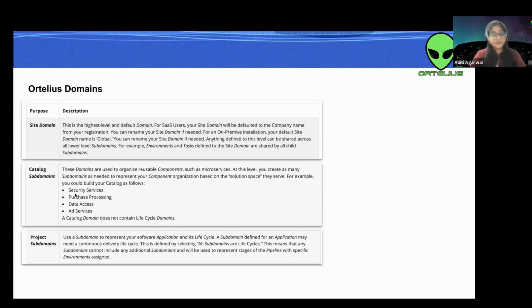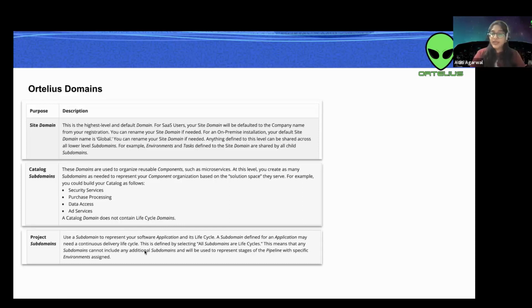For example, security services, purchase processing, data access, ad services, these are all the subdomains which I have inside my site domain. A catalog domain does not contain lifecycle domains. I'll explain this later on.